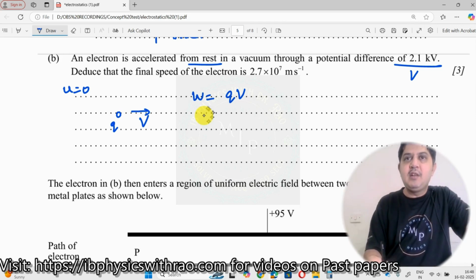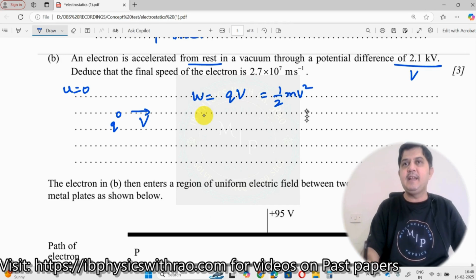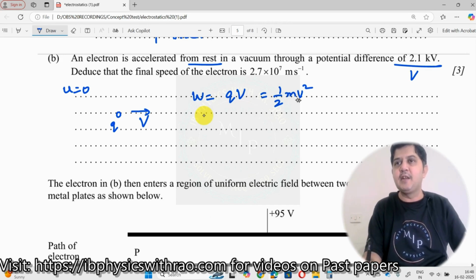So I can now say this work is stored as kinetic energy. I can now write this as half m v squared, right? Don't cancel this capital V and small v here. These are different.